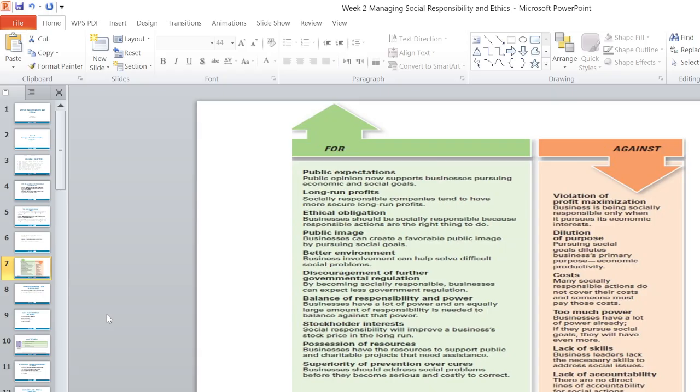The lack of skills: business leaders lack the necessary skills to address social issues. Just because they are leaders in their area of business, it doesn't mean that they have the necessary skills and knowledge to address social issues. And the last one, lack of accountability: there are no direct lines of accountability for social actions. When a company does a socially responsible action, we don't know how well it went, or whether they violated any rules and regulations. There's no monitoring for that, which is also a lack of accountability if something does not go accordingly.